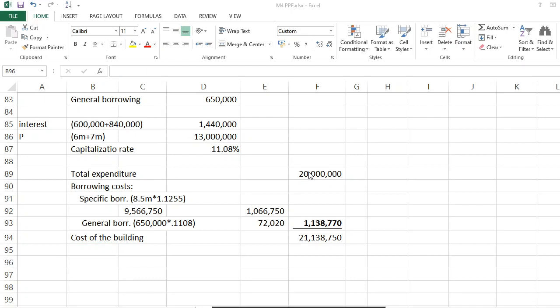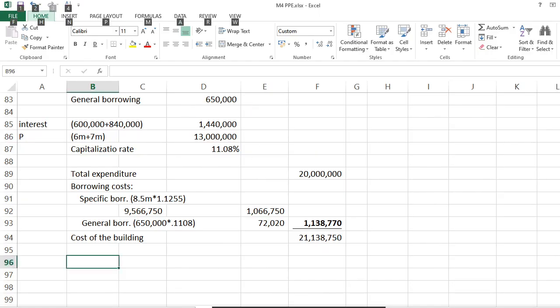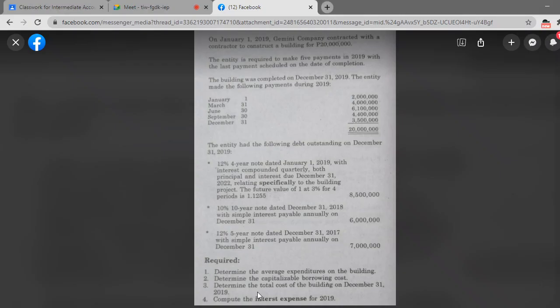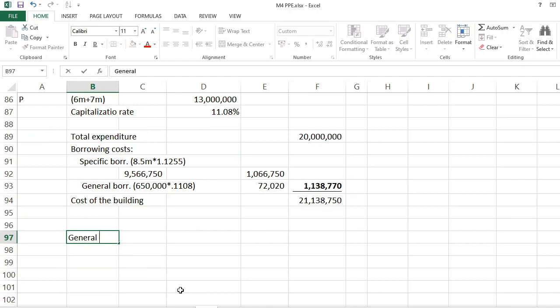Hopefully. And lastly, the interest. The interest expense for 2019. In our specific borrowing, magkakaroon pa ba tayo ng interest expense? I think wala na, di ba? Kasi yung buong interest niya napunta na sa borrowing cost. Pero sa general borrowing, I think we still have an interest expense from this borrowing. So, our general borrowing is dalawa yon. We have the 6 million times 10%, we also have the 7 million times 12%.